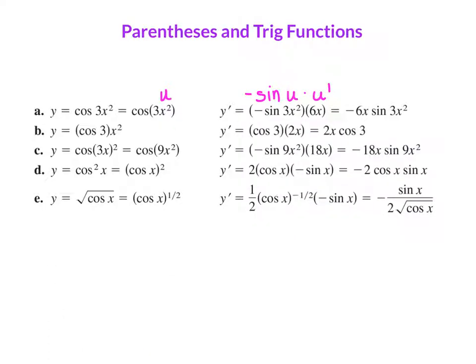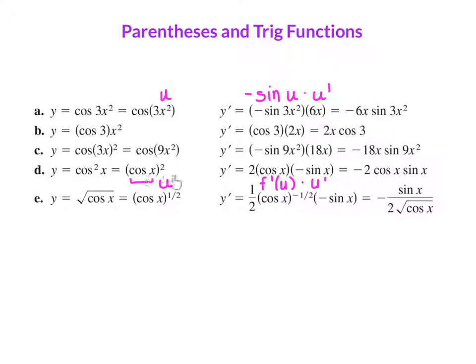And I just want to take a moment to remind you about parentheses and trig functions. So here's a couple examples that walk through different things that happen with parentheses. So if I look at the first one, and I have this function cosine of 3x squared, I would imply parentheses around the 3x squared, so that would become your u, and you would apply your chain rule to that to find the derivative.